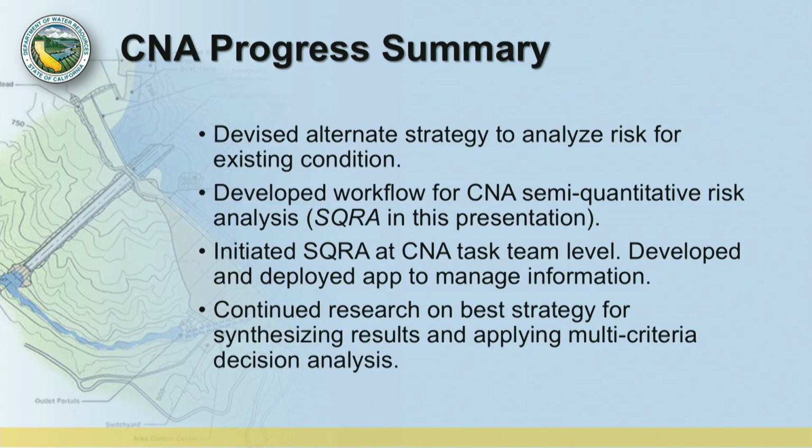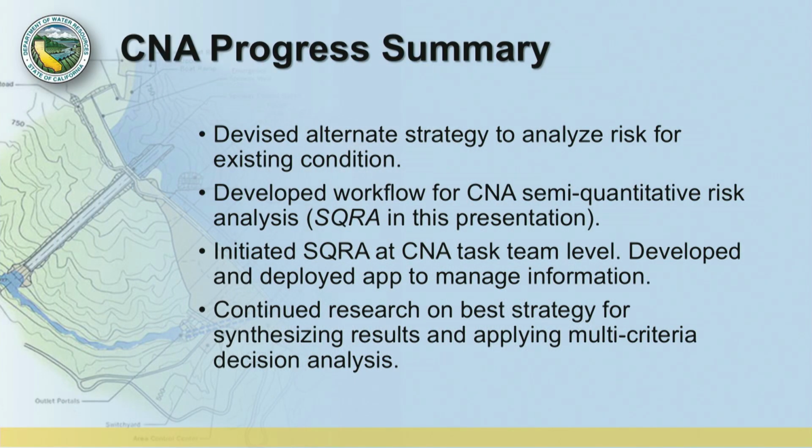Here's a summary of our progress since our last meeting. First, we devised an alternative strategy to analyze risks for existing condition. My colleague Les Harder mentioned that a little bit earlier when he talked about the level 2 risk analysis and how that had been extended to account for consequences that were beyond what had been considered by the asset management framework, and also likelihoods or probabilities that were beyond what had been considered. I'll talk about that a little more in a minute.